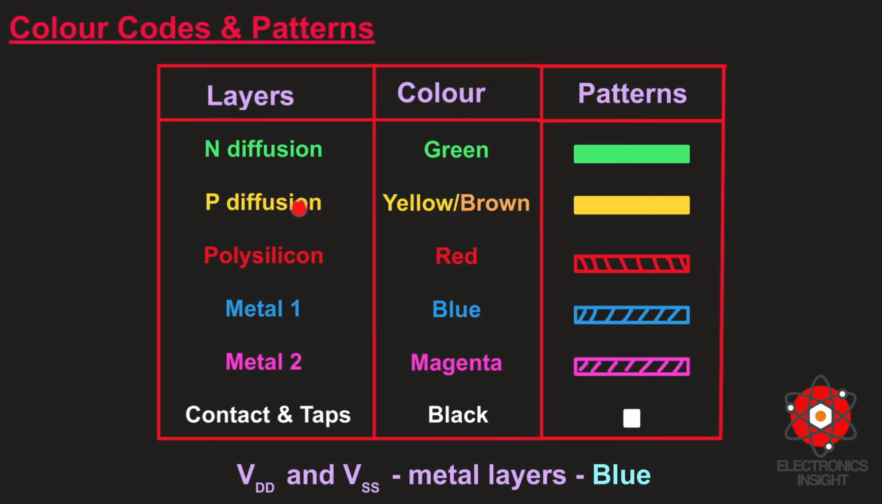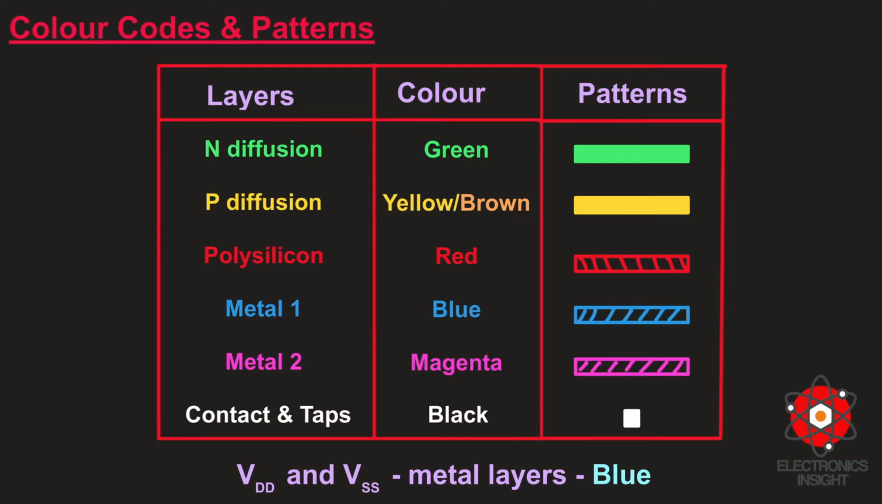For the P diffusion layer, either yellow or brown color can be used. The polysilicon layer, which means the gate, is always represented using red color. Then we have metal 1 represented using blue and metal 2 represented using magenta. Then we have contacts and taps, with which we represent all the interconnections, and for that we use black color. Since the background here is black, I have represented it in white color throughout the stick diagrams.